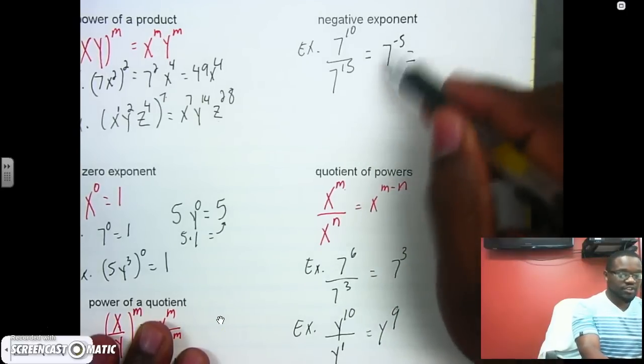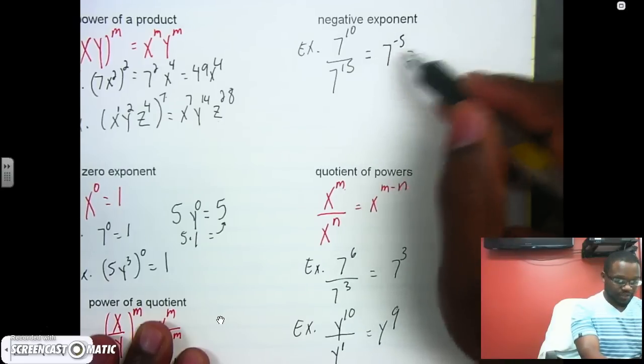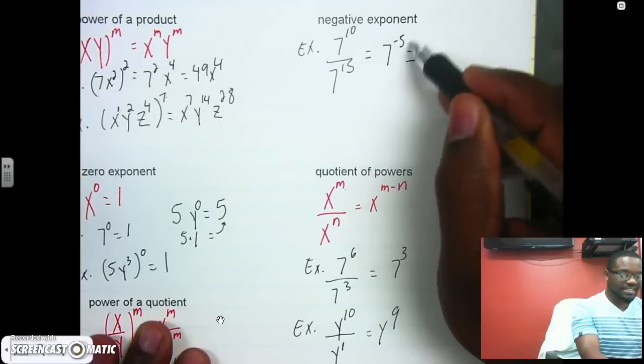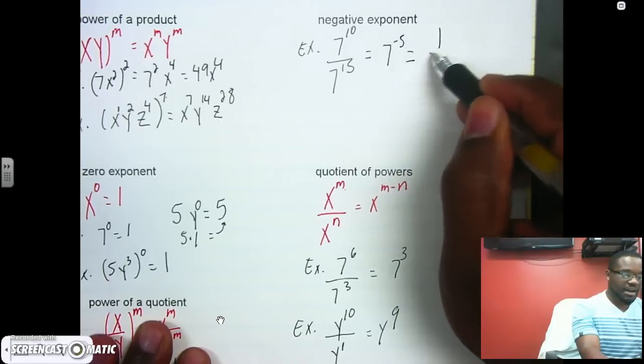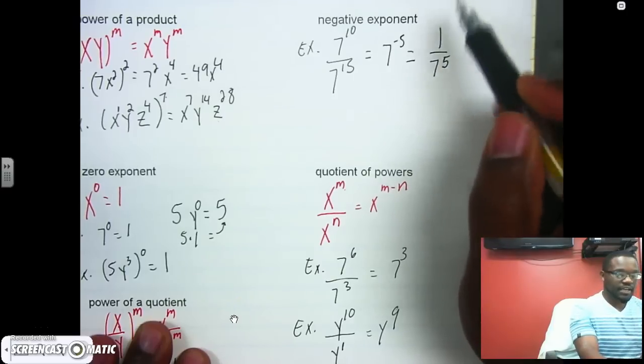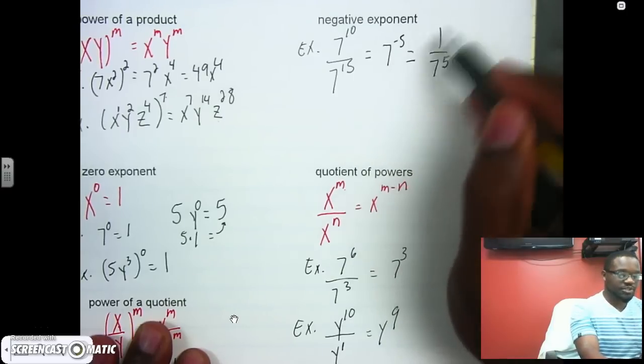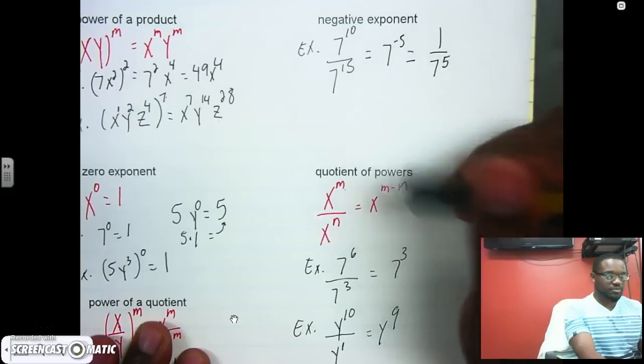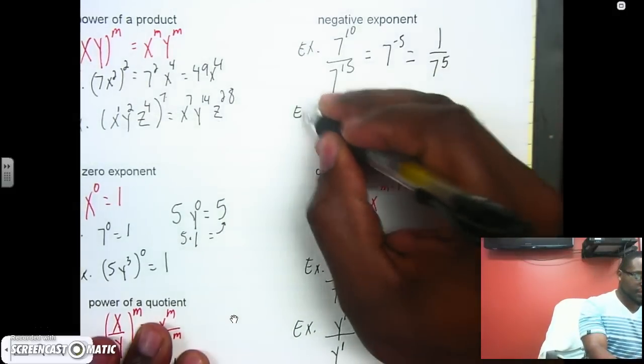Since this is in the numerator, and I know it's in the numerator because it's not under something, I make this negative exponent positive by flipping it and putting it in the denominator. Now I say flip it. I didn't say take the reciprocal because I don't want you to think reciprocal here. Let me show you another example.